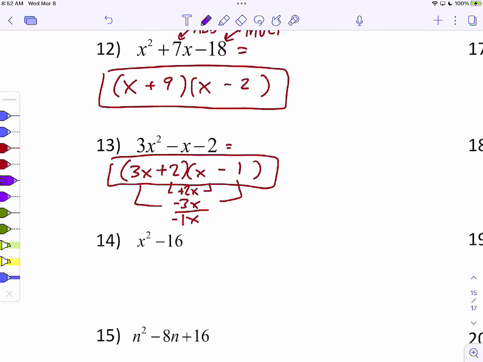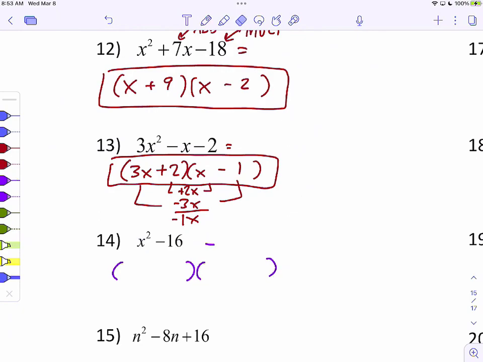This problem is a difference of two squares problem. Okay, how do I know that? Well, first of all, it doesn't have a GCF. This has no number, this has no letter. Can't be a GCF. It can't be a trinomial because it's a binomial. And is it something squared minus something squared? Yes, it is.